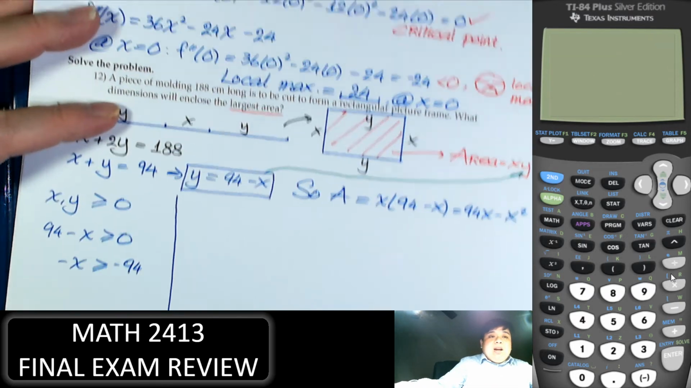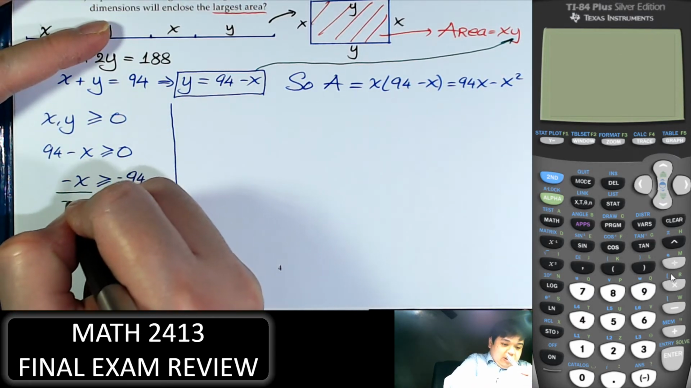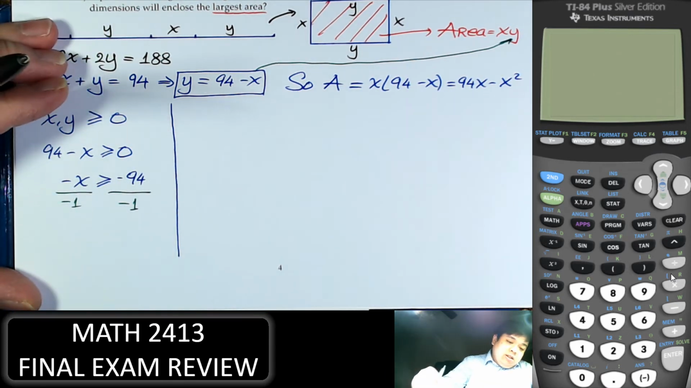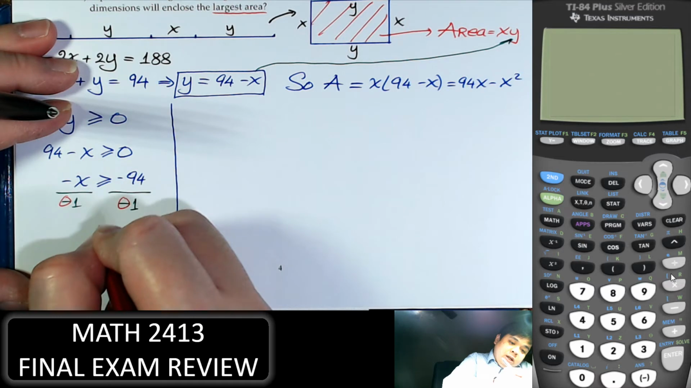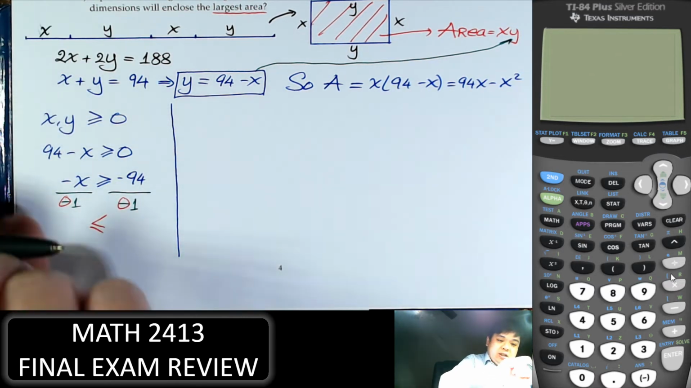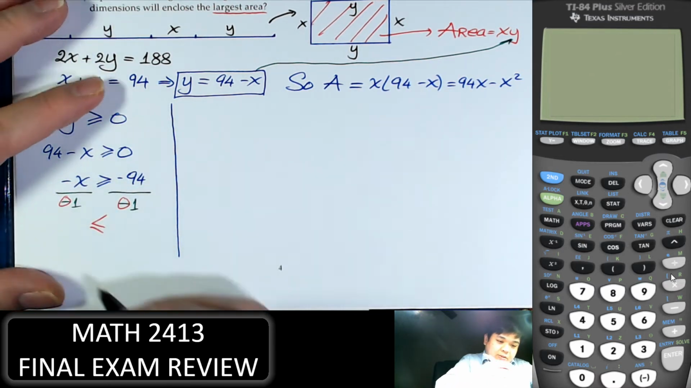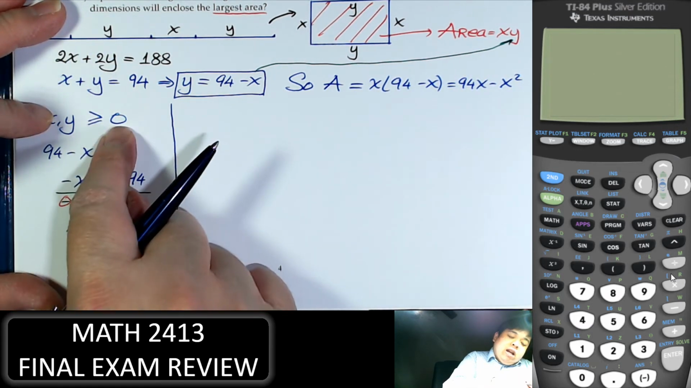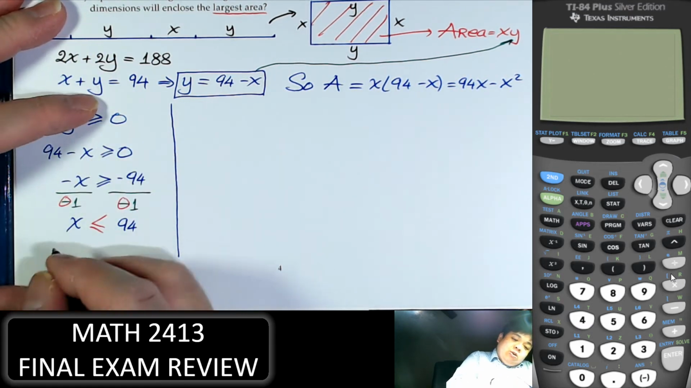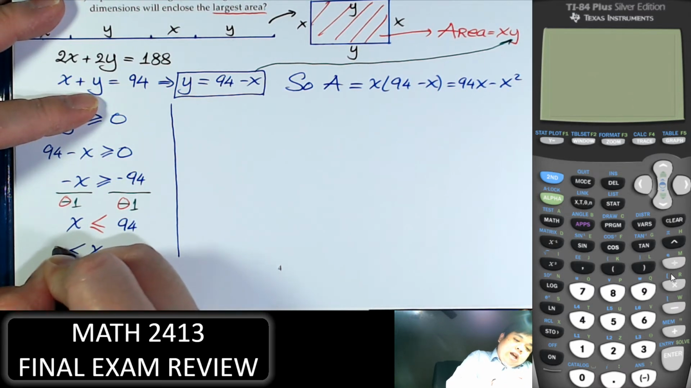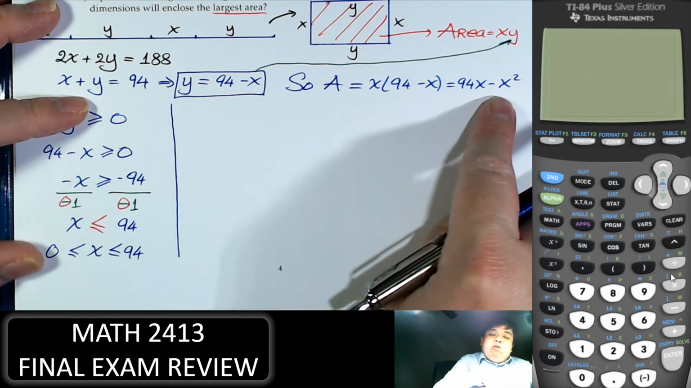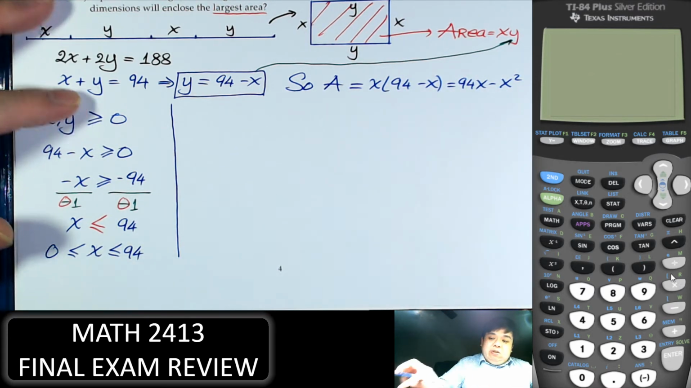And then divide by -1 on both sides. Every time we divide by a negative number, we reverse the inequality. So we have x greater than or equal to 0 and x less than or equal to 94. So indeed we have the boundary. So we try to find the maximum of that on this interval.